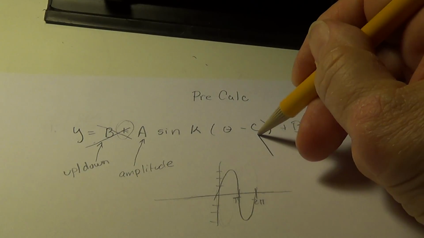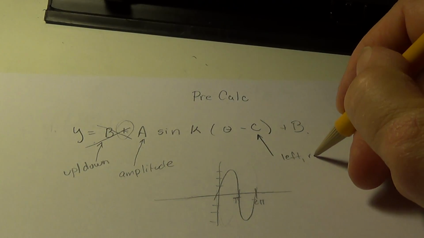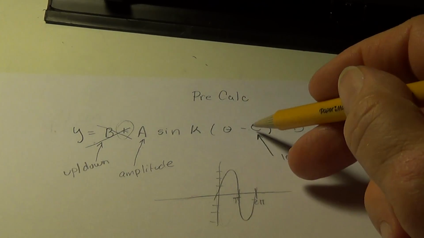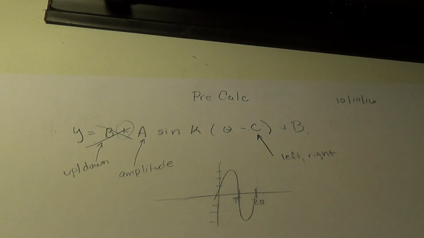Then we can go left or right. But the left or right kind of change is opposite what it says. So if there's a plus there, you move to the left, and if it's a minus, you move to the right. And that is that change.